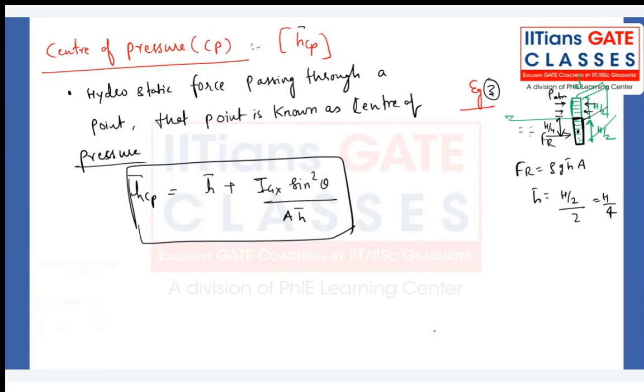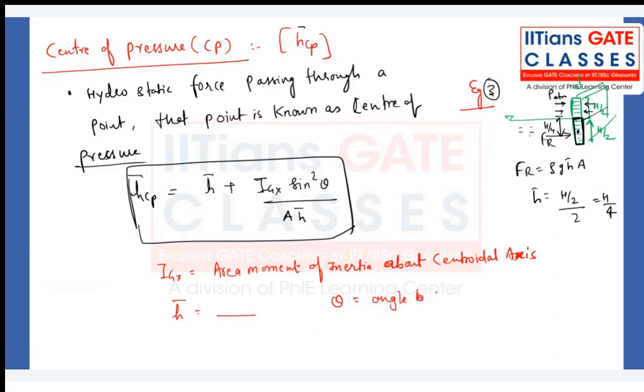something like this, where Igx is the area moment of inertia about the centroidal axis, right? And my dear friend, what is the h bar? Theta, what is the theta? Tell me, guys. The angle by which the top surface of the plate is inclined, right?